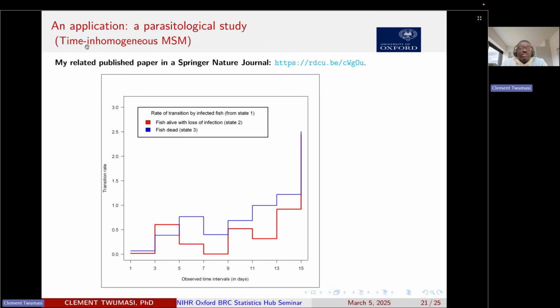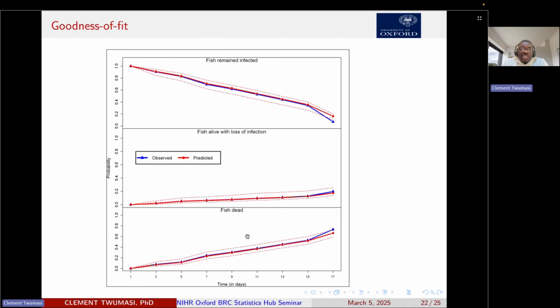If I had used a time-homogeneous model, that model was not going to have a very good predictive accuracy. So you should always check whether the time-homogeneous or the time-inhomogeneous case is applicable to your data, based on whether the transition rates are time invariant or time varying. And these are other goodness of fit tests you can obtain from that. This just tells how accurate the multi-state model was in modeling this kind of data.